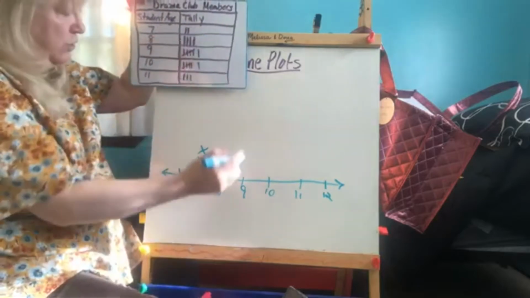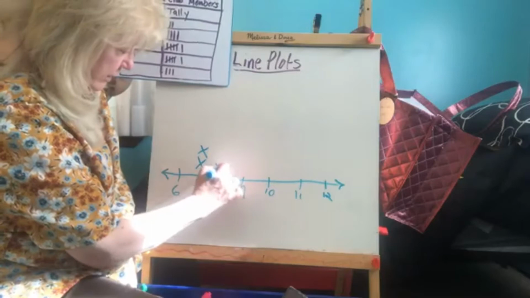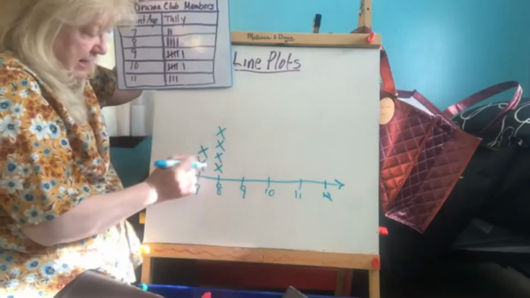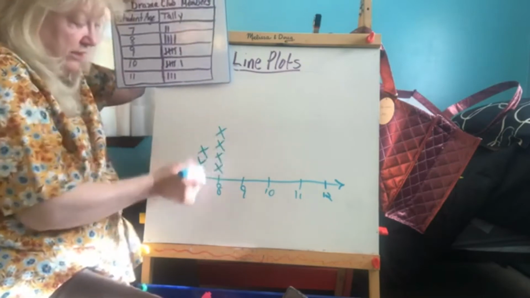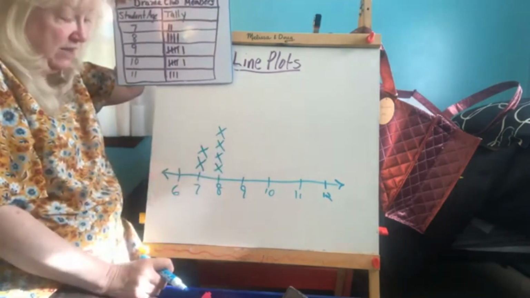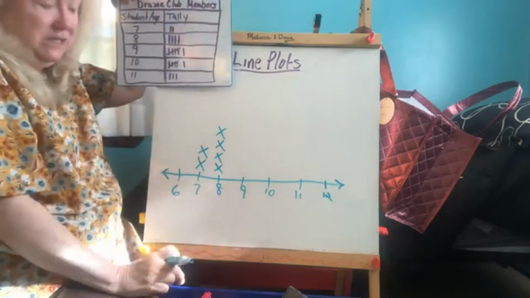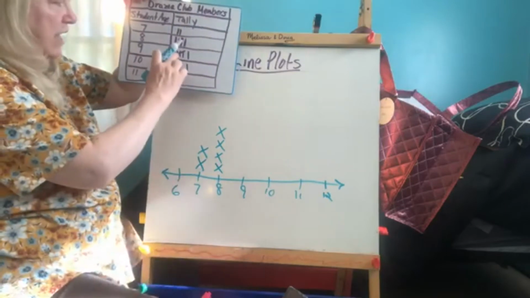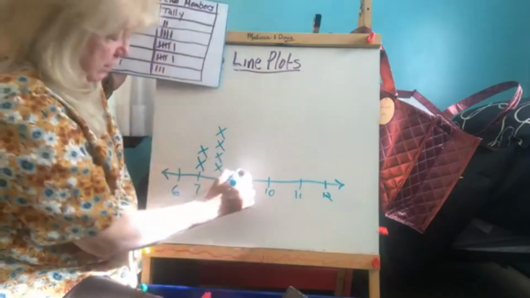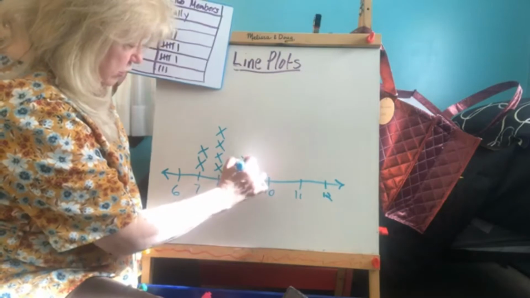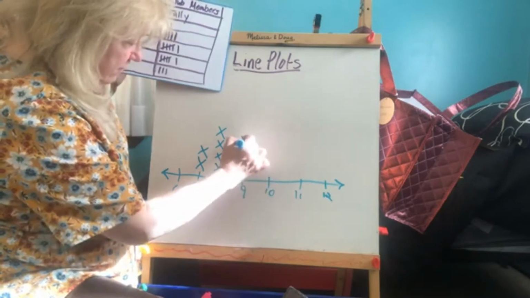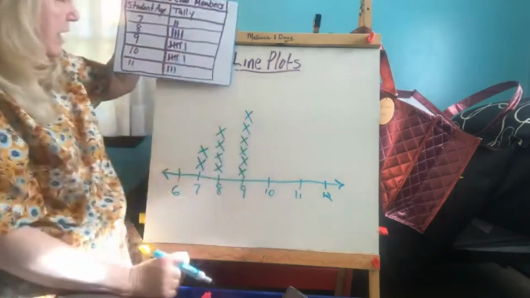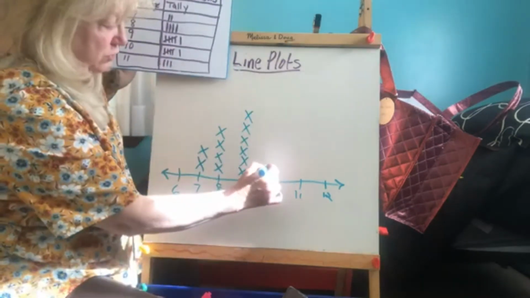And for 8 years old, I have 4 X's. So I'm going to try to make my X's the same size so that I can see that this one, 8 years, is twice as high as 7 years because there's twice as many kids that are the age 8 as compared to age 7. Then 9 has 5 and 1, 6. So I'm going to do 1, 2, 3, 4, 5, 6. And then 10 years old also has 6.